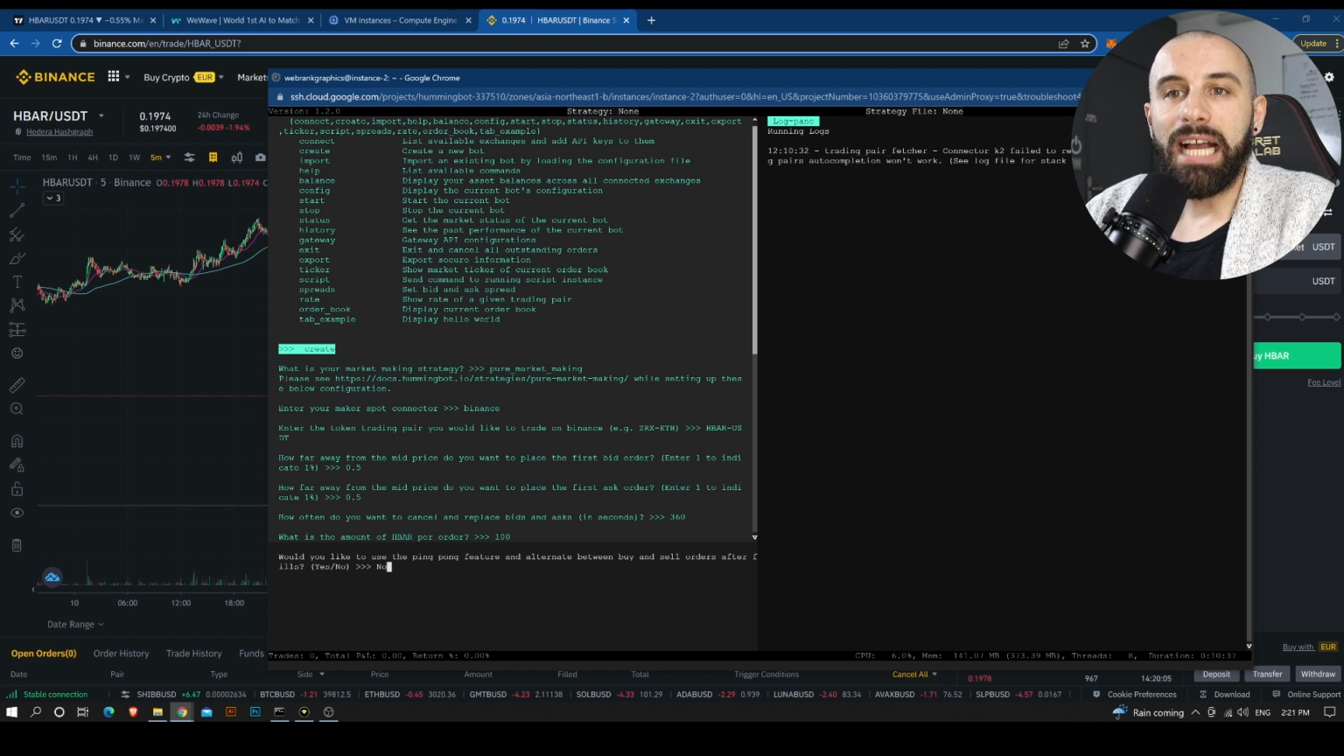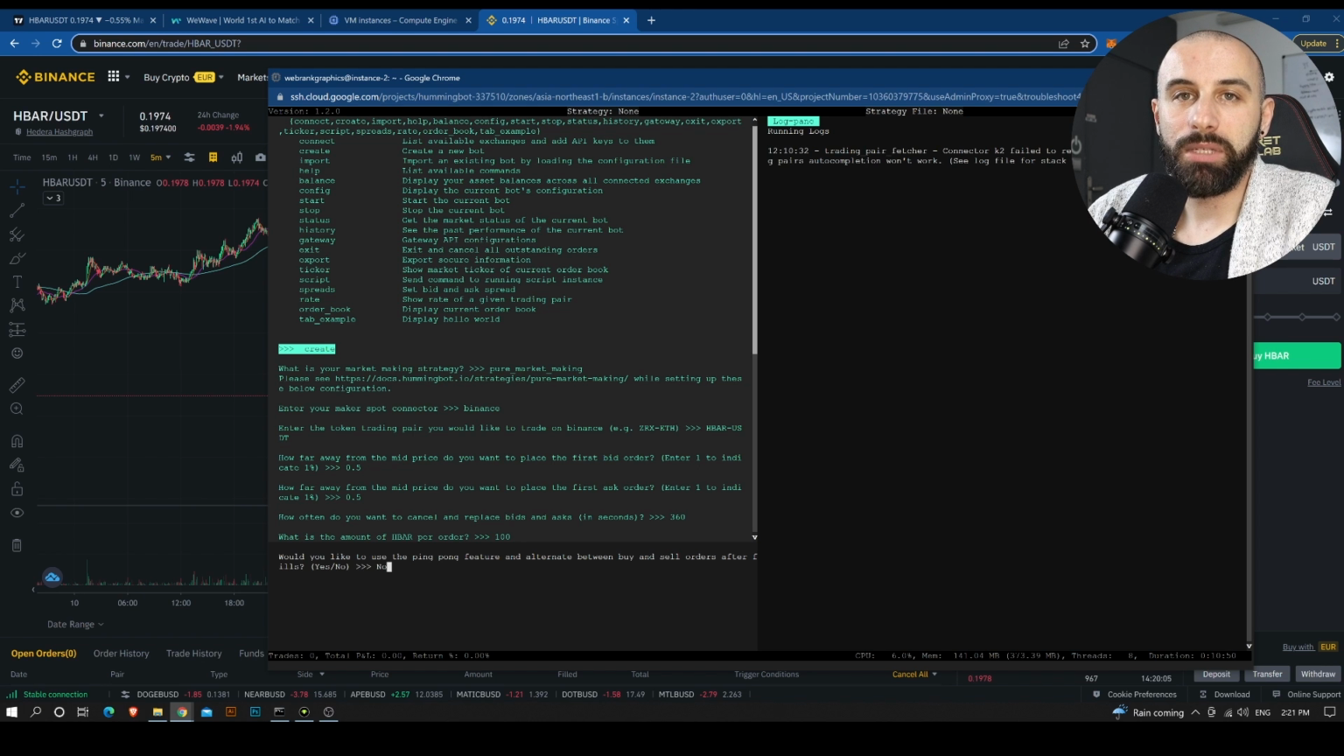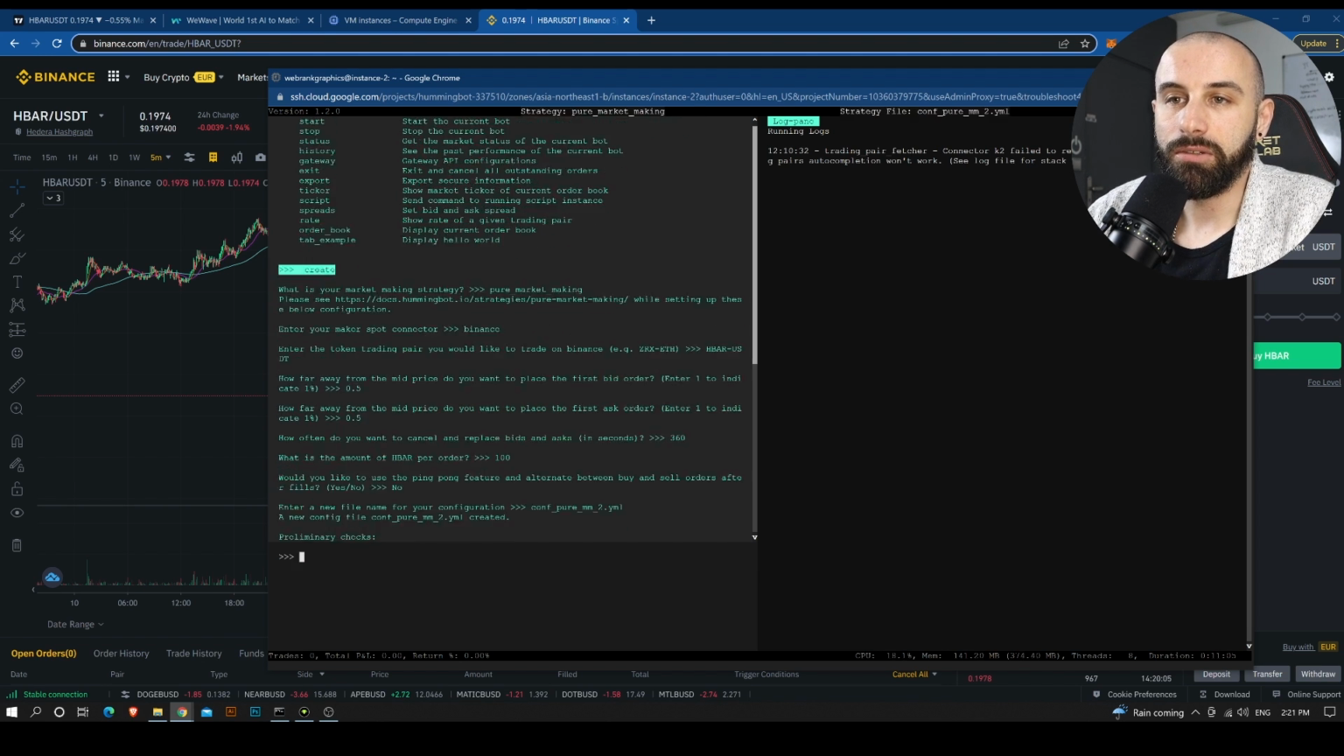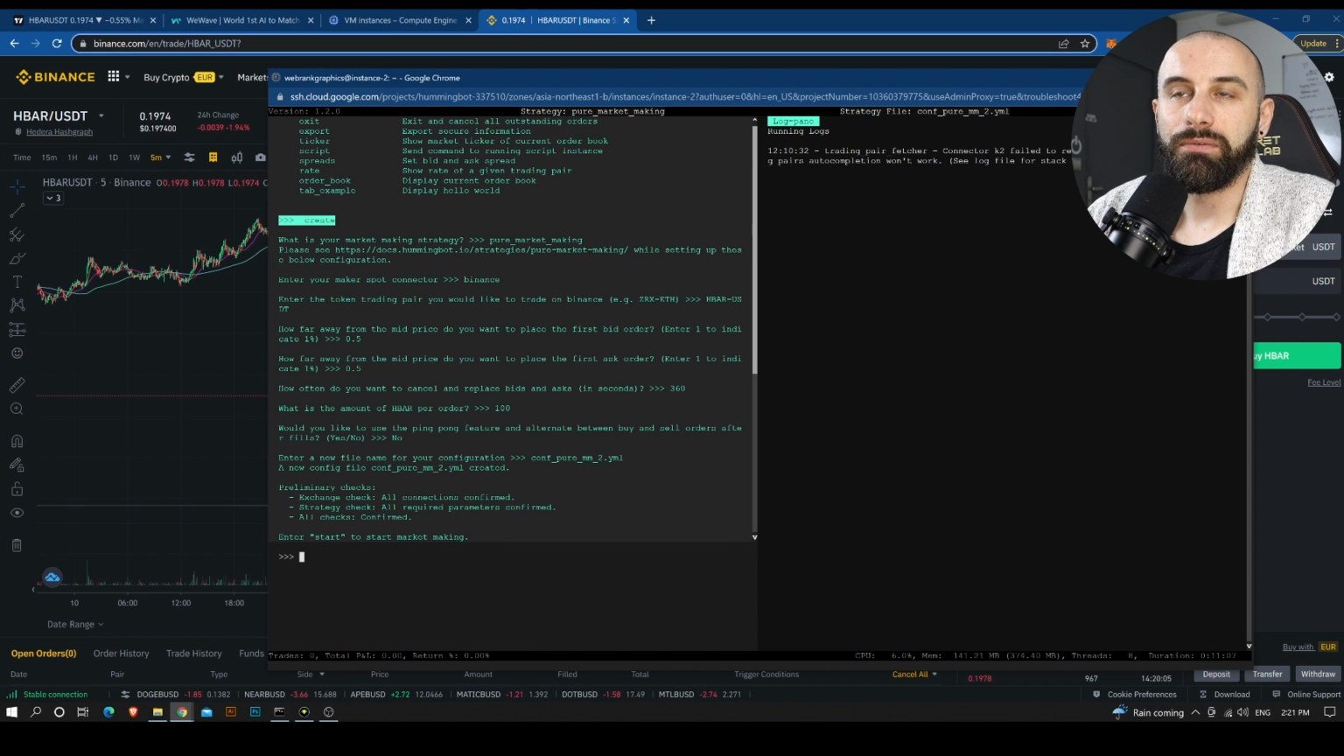And now the bot asks us, would you like to use the ping pong feature and alternate between buy and sell orders after fills? In this case, I will choose no. Ping ponging is not what we want here because it will create too many orders, and I don't want this in this strategy. So no. And now we can give a name to this strategy. I'm just going to leave it like this. Okay. And right now the basic configuration of the strategy is finished.